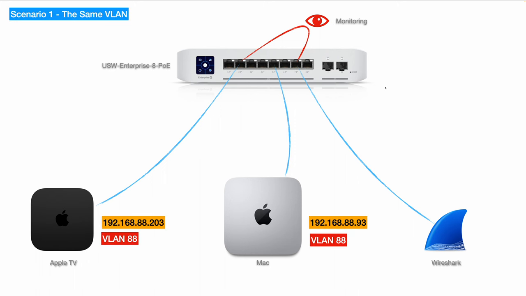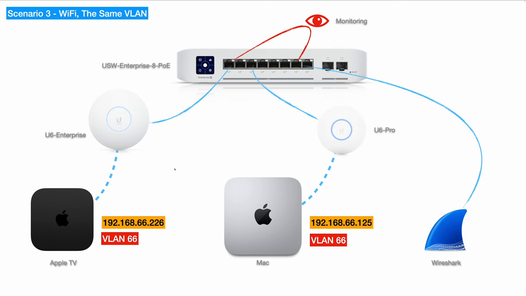I am going to go through four different scenarios. First scenario, they are all connected using Ethernet cables, within the same VLAN. The second scenario, they are in different VLANs. The third scenario, they are all Wi-Fi clients and they are in the same VLAN. The last scenario, they are in different VLANs when they are on Wi-Fi. So let's see in the four different scenarios how the UniFi mDNS setting works, whether these two Apple devices can use AirPlay to communicate with each other.